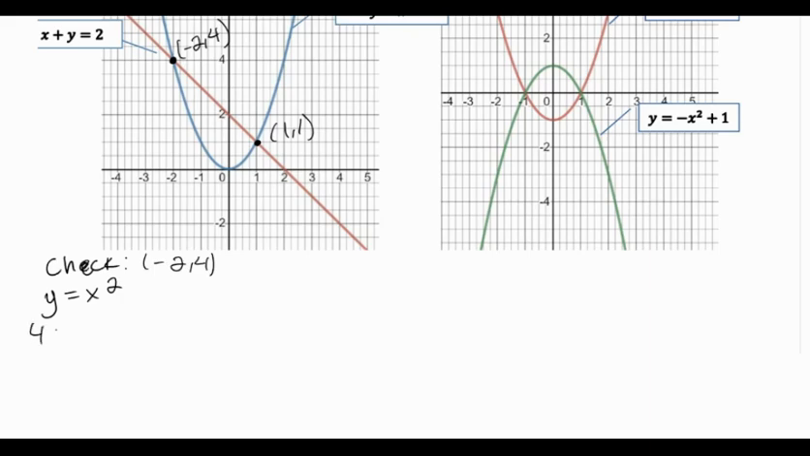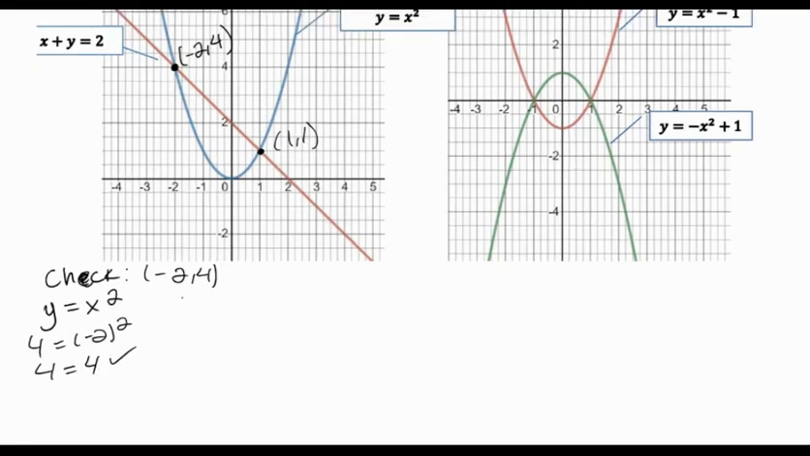So we have 4 equals negative 2 squared. 4 equals 4. Yes. Check the other equation, which is x plus y equals 2. So we have negative 2 plus 4 equals 2. 2 equals 2. Correct. Now let's check the other point. The other point is 1 comma 1.